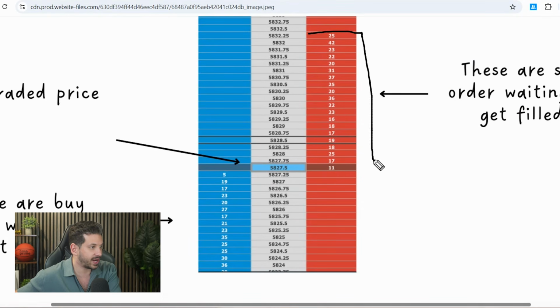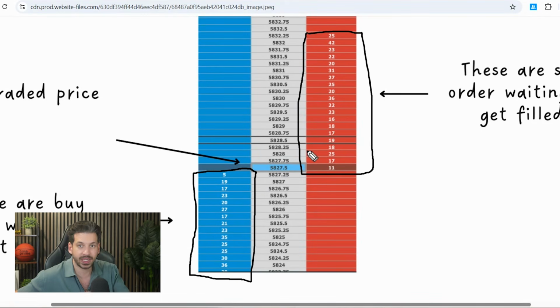On the right-hand side, we've got sell limits, and on the left-hand side, we've got all the buy limits. These are all pending orders. They're not executed yet. It's just the intention to buy and the intention to sell.